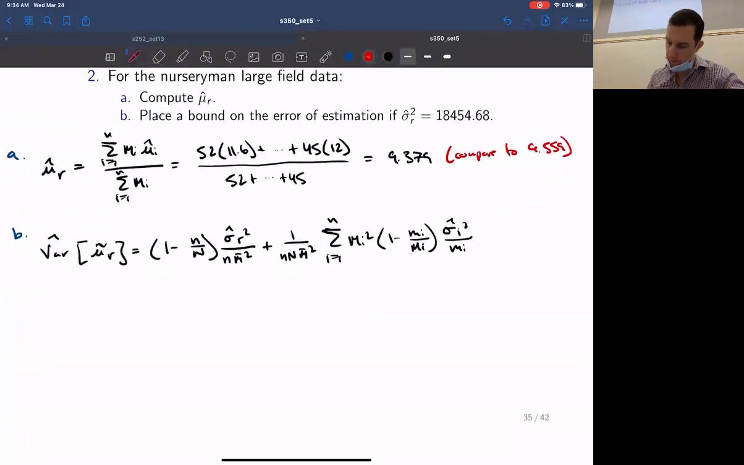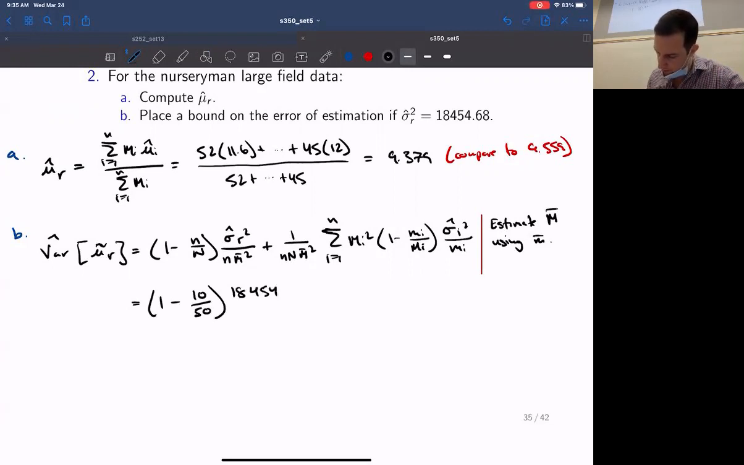We don't have capital M here, so that's the assumption that we are making. We're going to estimate M bar using little m bar. So in our formula, we will have 1 minus 10 over 50 multiplied by 18,454 plus 0.68 divided by 10 multiplied by the sum across the 10 clusters of the population totals. This is the same as the denominator for the estimator for the mean, so basically the 52 down to the 45 summed together, divided by 10, all squared.